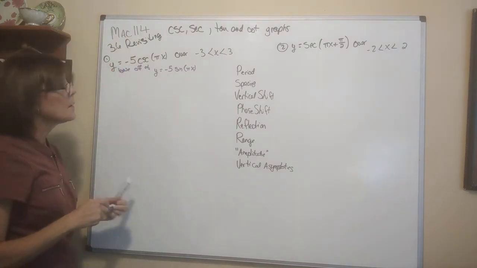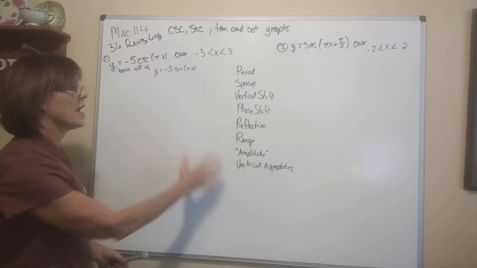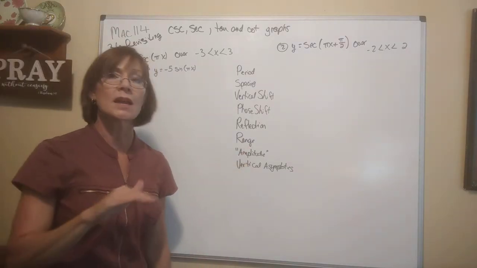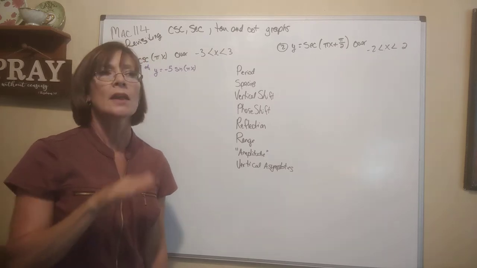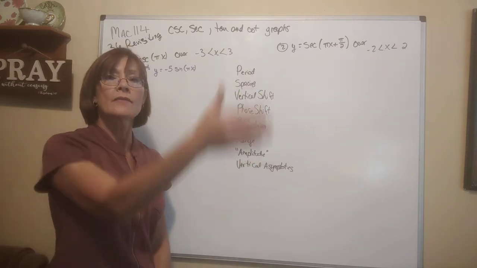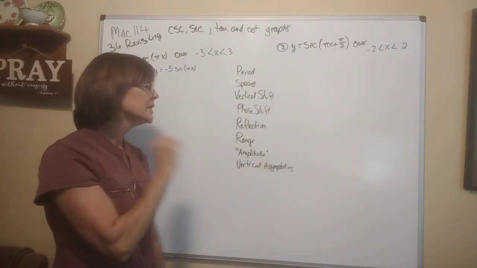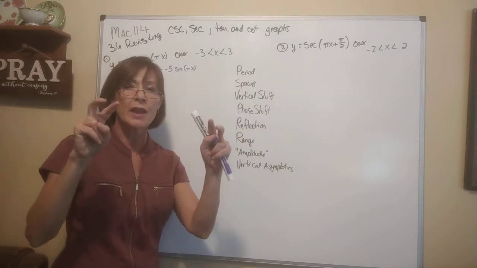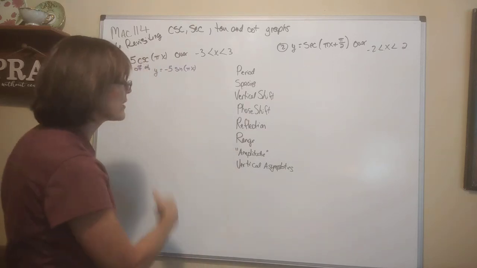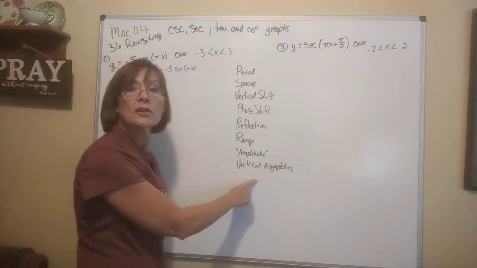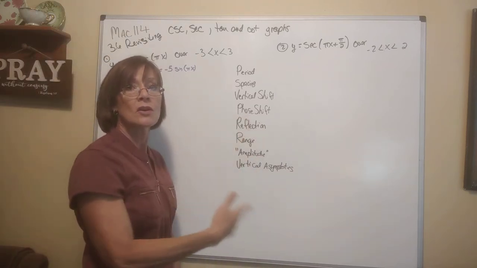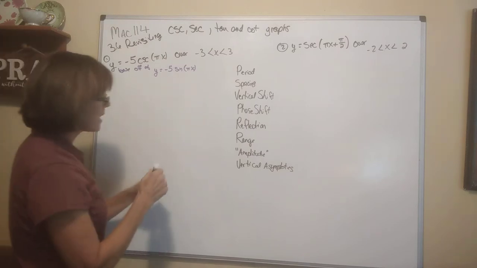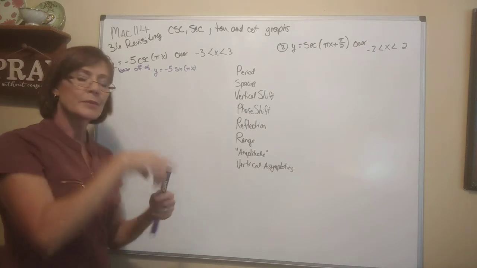Now, if you look at the things that I have us call out here, you'll notice amplitude is in quotation marks because these graphs do not have an amplitude. An amplitude is how high or low a graph goes up and down between. These do not have an amplitude, but since we're basing it off of sine, we sort of have an amplitude that we think about to help us form this graph. This graph also has vertical asymptotes, so I've added this to our list of things to call out. Okay, here we go. Let's graph this guy. And we understand this is not the real graph, but it's going to help us form the real graph.